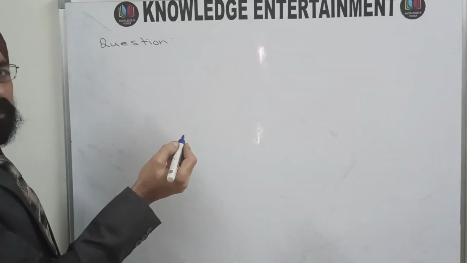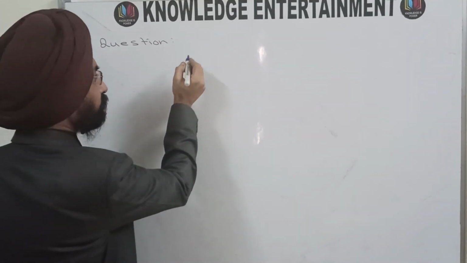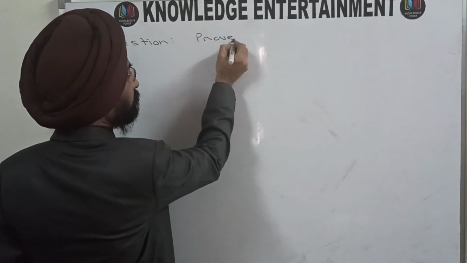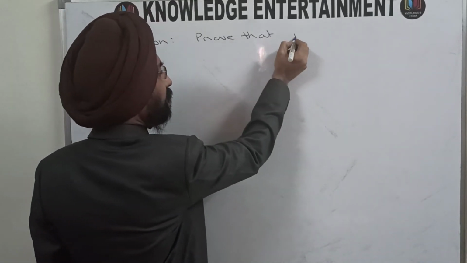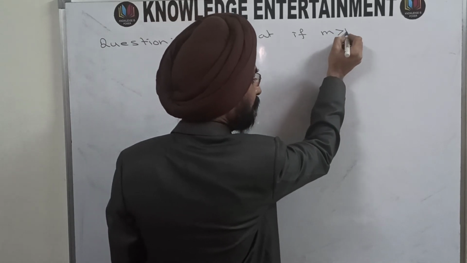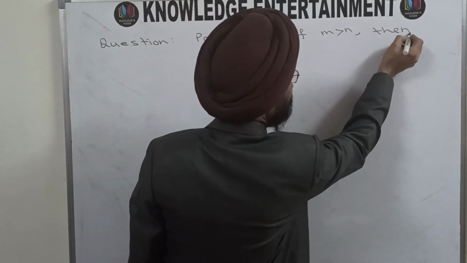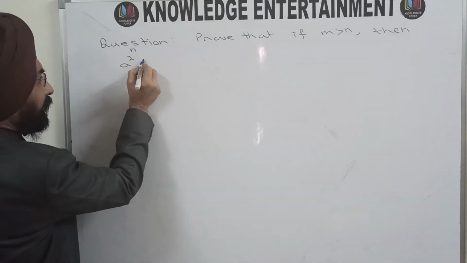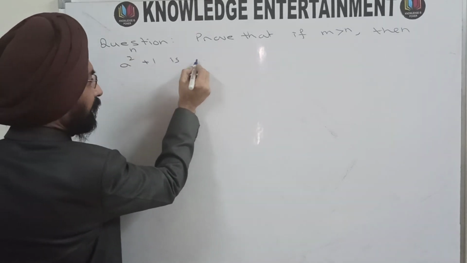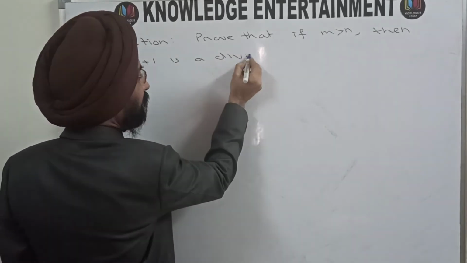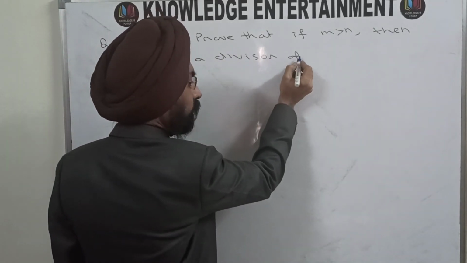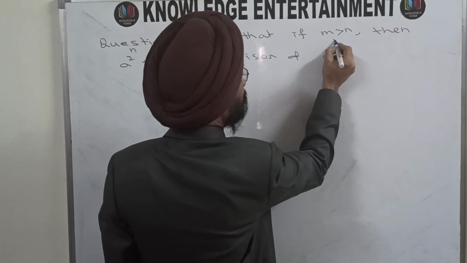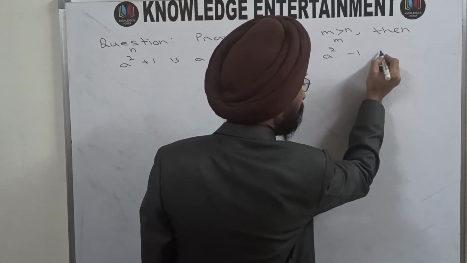The question is a little bit lengthy, so note it carefully. Prove that if m is greater than n, then a raised to the power 2 raised to the power n, plus 1, is a divisor of a raised to the power 2 raised to the power m, minus 1.